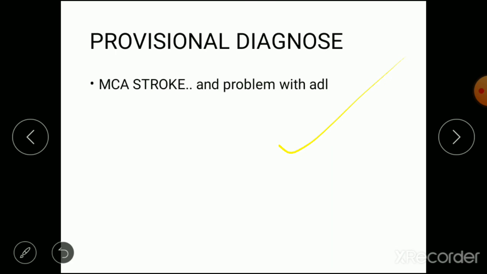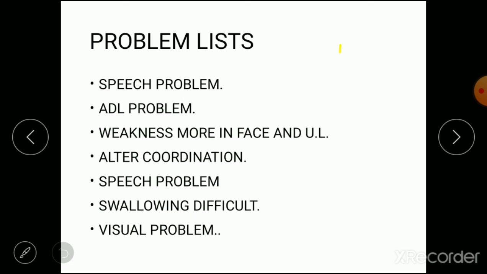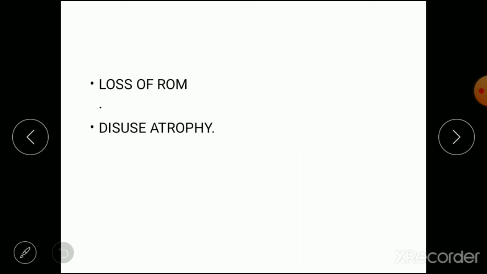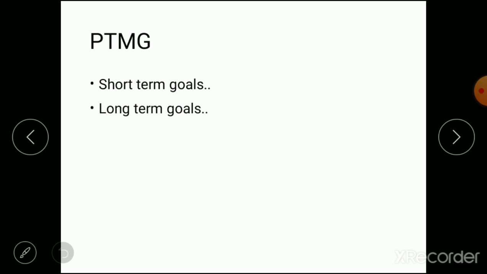According to investigation, the diagnosis is MCA stroke and problem with activities of daily living. Now the problem list of the patient: speech problem, ADL problem, weakness which is basically more in the face and the upper limb, altered coordination, swallowing difficulties, visual problems, then loss of range of motion and disuse atrophy. These are the problem list of patients who suffer from MCA stroke. So this is all about the assessment, and lastly you have to include the PT management, that is, short-term goals, long-term goals and follow-up.